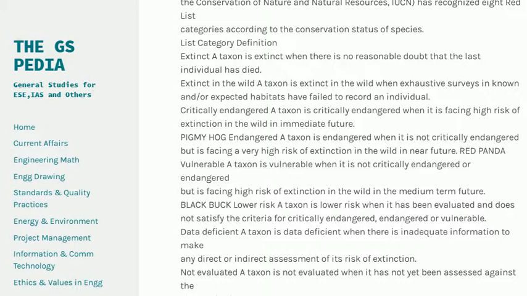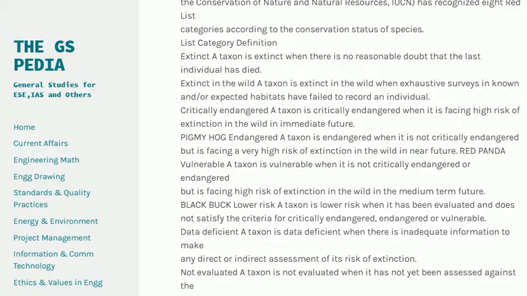Critically endangered: a taxon is critically endangered when it is facing a high risk of extinction in the wild in the immediate future. Pygmy hog. Endangered: a taxon is endangered when it is not critically endangered but is facing a very high risk of extinction in the wild in the near future. Red panda. Vulnerable: a taxon is vulnerable when it is not critically endangered or endangered, but is facing a high risk of extinction in the wild in the medium-term future.